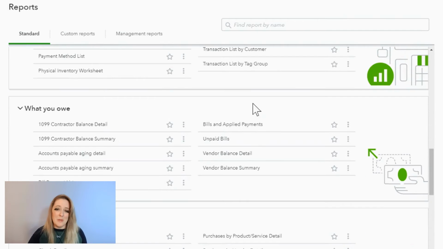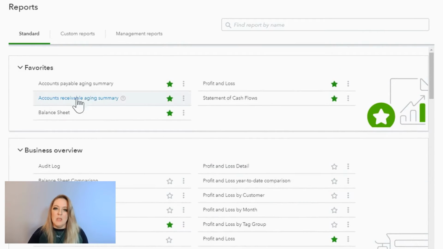Most of them are not going to be very useful to our everyday average client or company owner, but you might find some in here that are more useful to you than others. Those ones that you find the most useful, you can go ahead and put a star next to them, and then they show up here at the very top under your favorites. So as you can see, there are a few in here. We're going to jump into the profit and loss.